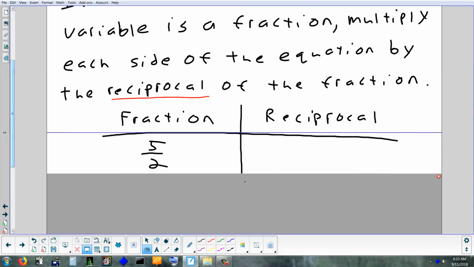So let's suppose I had the fraction 5 halves. What's the reciprocal of 5 halves? Yep, Gigi? 2 over 5. So 2 over 5.